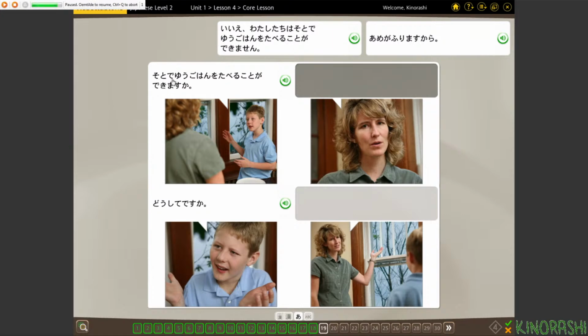外で夕ご飯を食べることができますか? If you remember, 食べる is the indicative form of 食べて. And then, so 外で夕ご飯を食べることができますか?